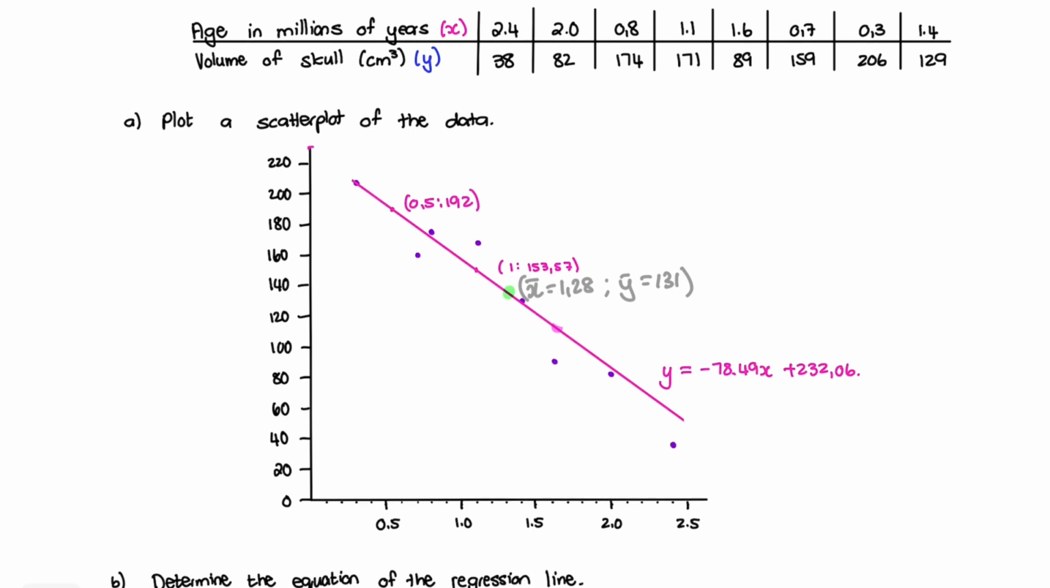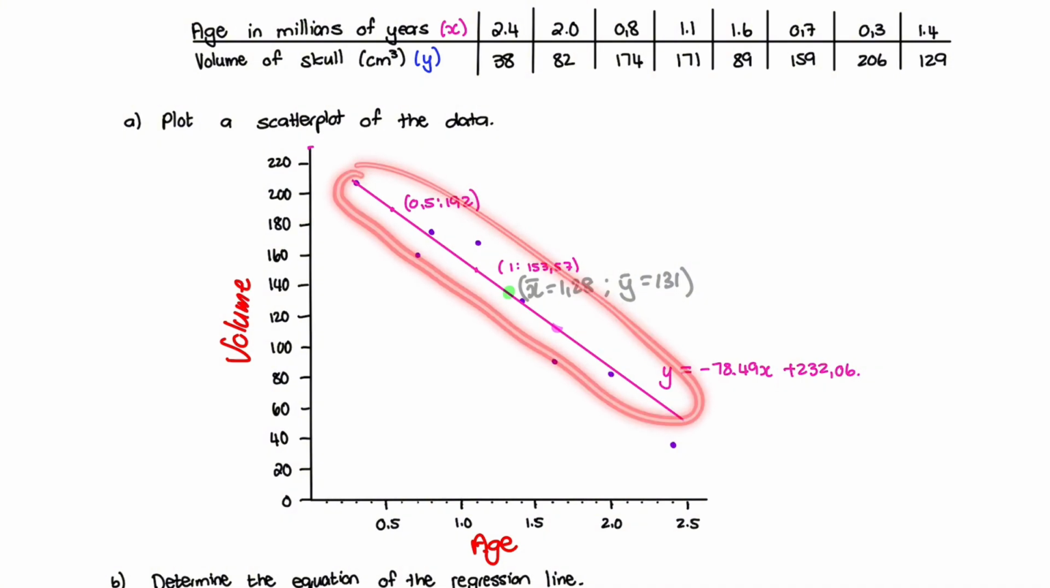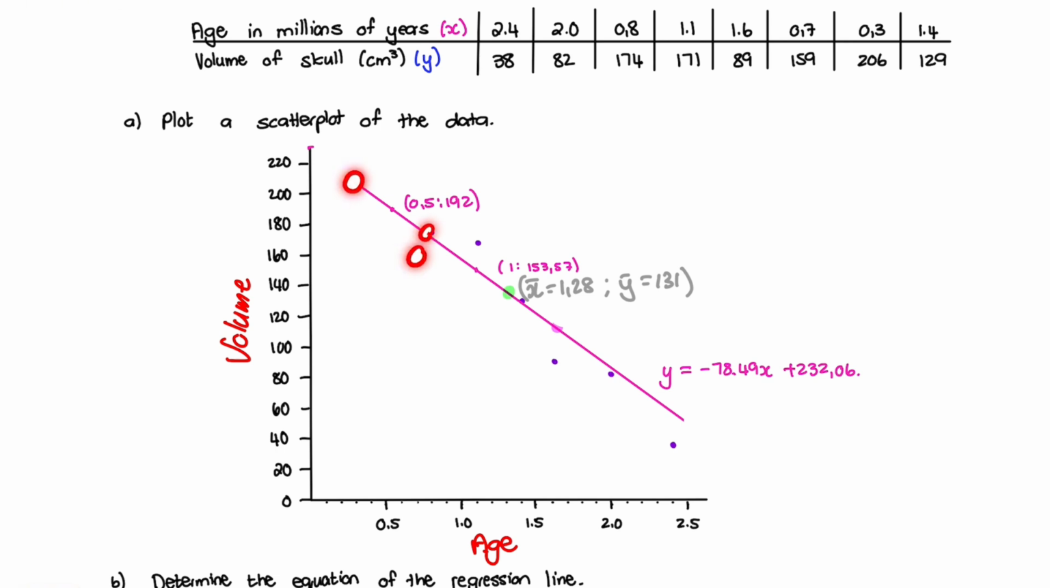So when we plot our scatter plot, we'll have the X values on the horizontal axis and the Y values on the vertical axis. Now you can also call the X-axis age, and the Y-axis you can call volume. Now don't worry about the line just yet. The points that we need to plot are the points here in purple. So these purple dots are all of the coordinates that we have found.